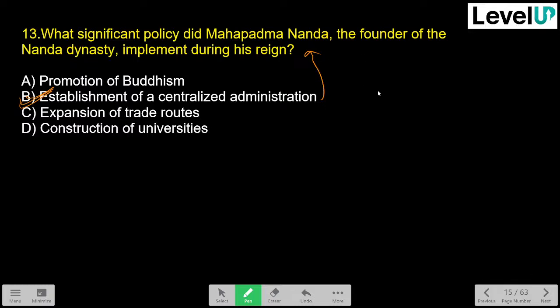Dhananand, the story of Kautilya and all. Mahapadmananda's son was Dhananand, who rejected the suggestions of Kautilya, that is Vishnugupta. Thereafter Vishnugupta adopted a small child of 5 years, Chandragupta Maurya, and dethroned them from the Magad Empire. That was the story.